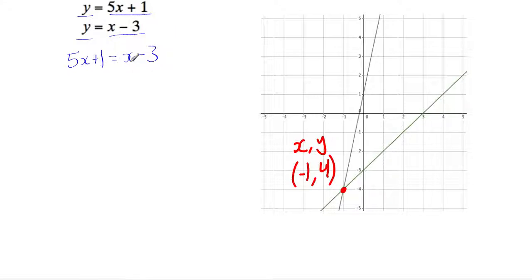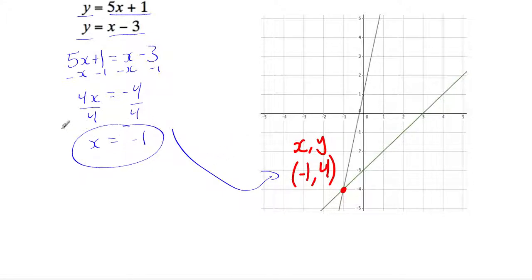So now if I want to solve for x, I can just do a little bit of algebra, combine my like terms. So I subtract x from both sides and subtract 1 from both sides. So now I get that 4x is equal to -4. If I divide both sides by 4, I get x is equal to -1. And that's what I found graphically. To find the y coordinate, I would take this and plug it back into the original equation.